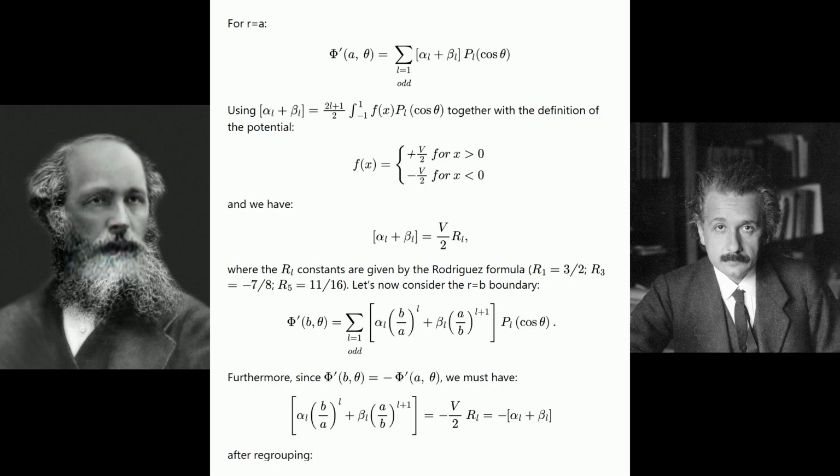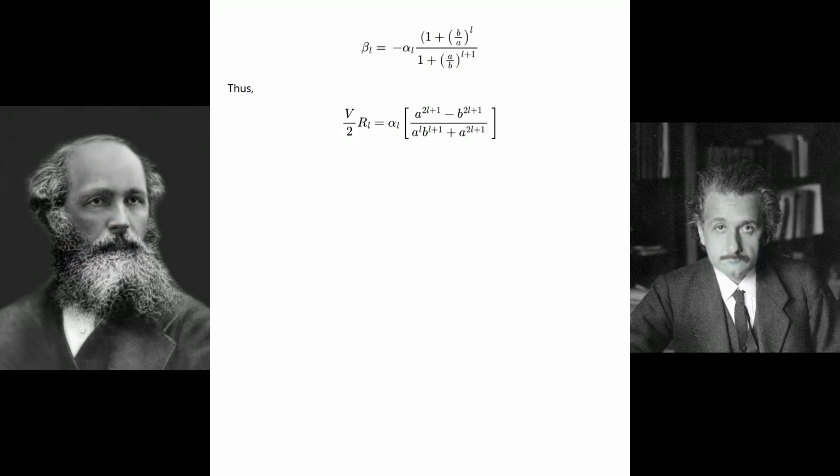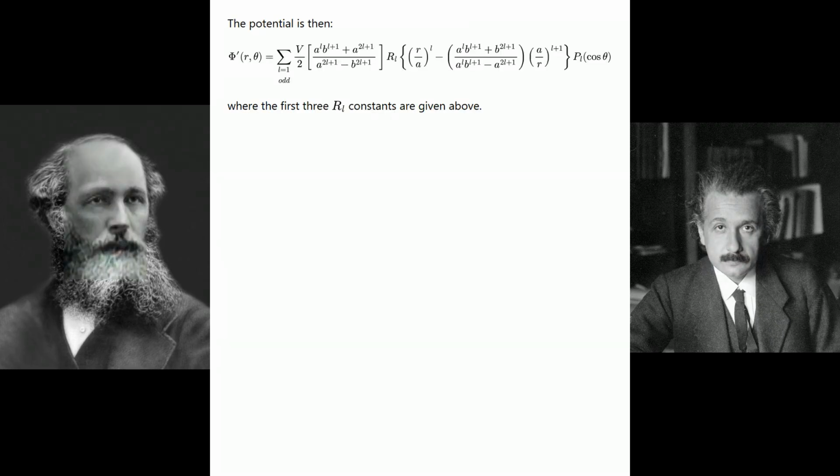Where the R_ℓ constants are given by the Rodrigues formula: R_1 equals 3 divided by 2, R_3 equals -7 divided by 8, R_5 equals 11 divided by 16. Let's now consider the r equals b boundary. See the equation. Furthermore, since phi prime of b, theta equals negative phi prime of a, theta, we must have, see the equation shown. After regrouping, see the equation. Thus, see the equation shown. The potential is then, see the equation, where the first three R_ℓ constants are given above.